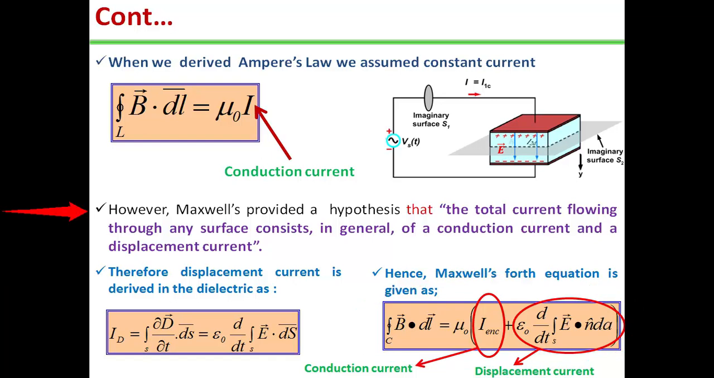Moreover, Maxwell provided a hypothesis that the total current flowing through any surface consists in general of a conduction current and a displacement current. Here, mu naught I enclosed is the conduction current and epsilon naught d/dt of the surface integral of E dot n cap dA is the displacement current. Like the electric field in Gauss's law, the magnetic field in the Ampere-Maxwell law is hidden within an integral and coupled to another vector quantity by the dot product.